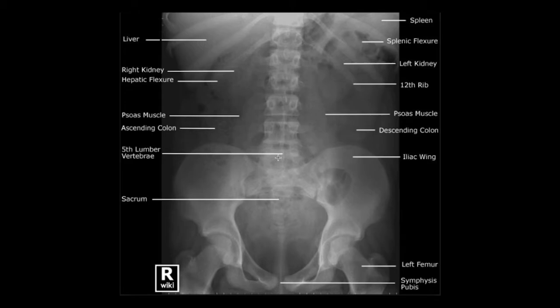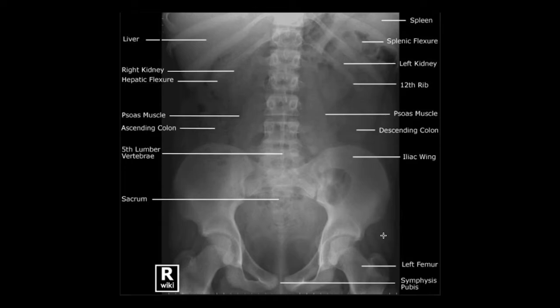So the abdomen x-ray should include the patient name. If not name, it has to include the patient hospital number, and it has to be correctly labeled. This is the right side here. This is taken from Wiki Radiography. This is the right side, so this is the left side. It has to be correctly labeled for reporting.